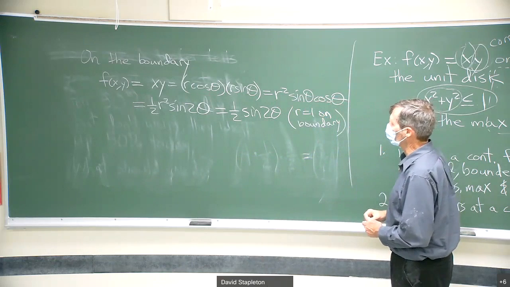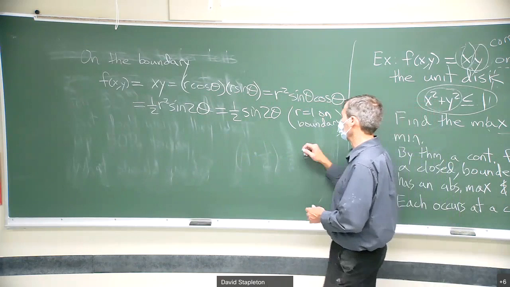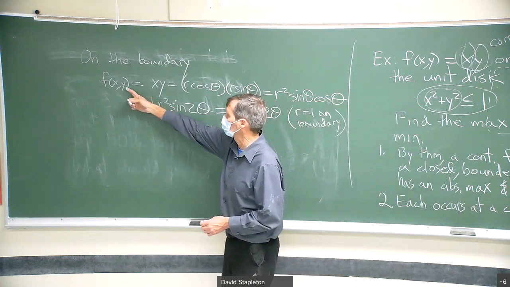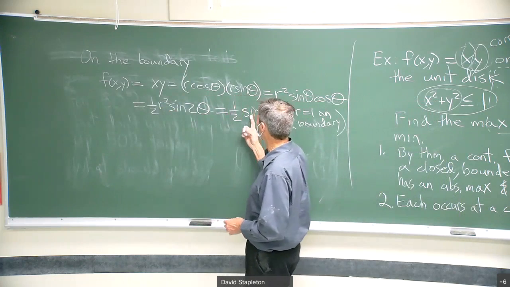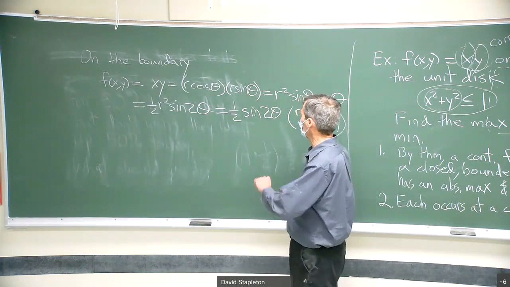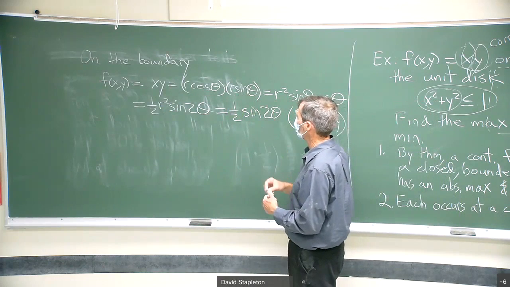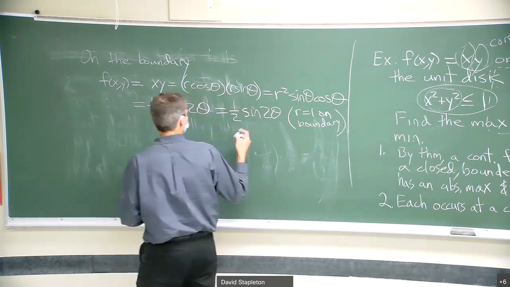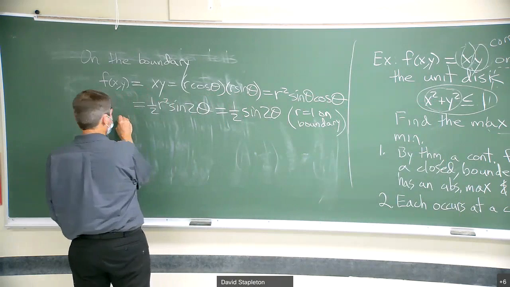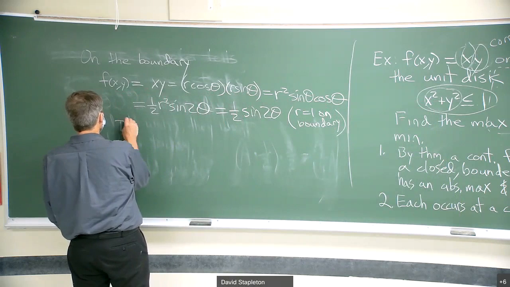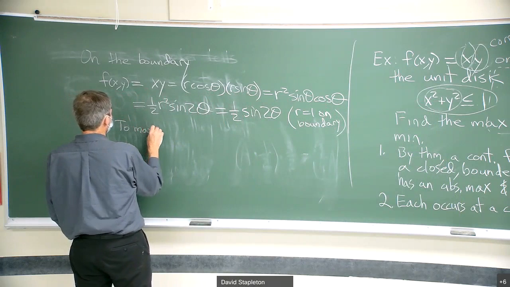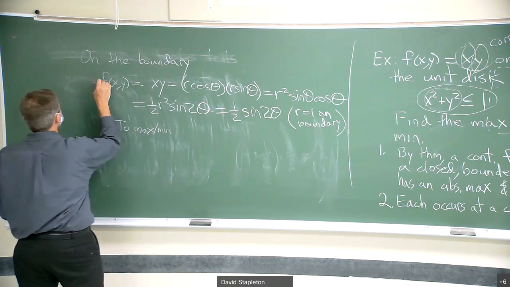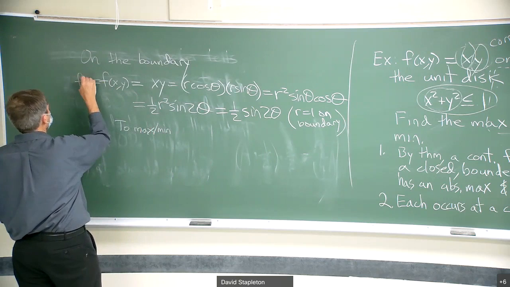Now what you have is a function that you want to find the candidates for the maximum and minimum of. This is z equals f of x, y. What's the maximum value of z on the boundary if theta goes from 0 to 2 pi? Now this is a function of one variable to be maximized because I got rid of r. To maximize or minimize, we could call this f of theta if you like.